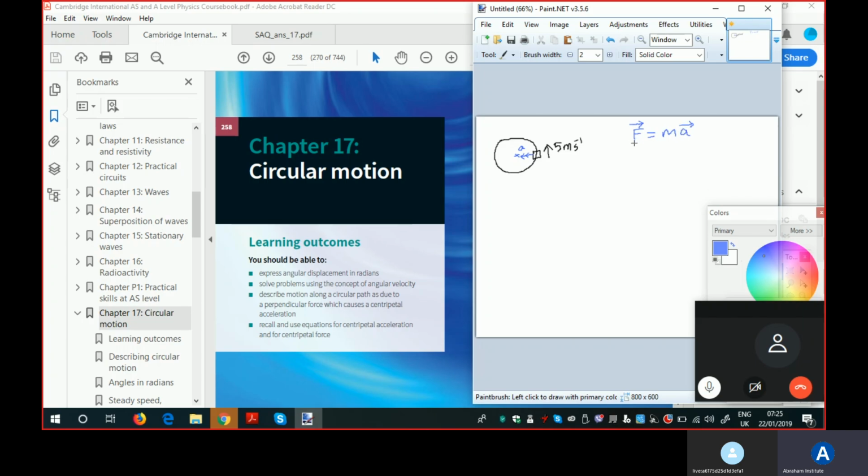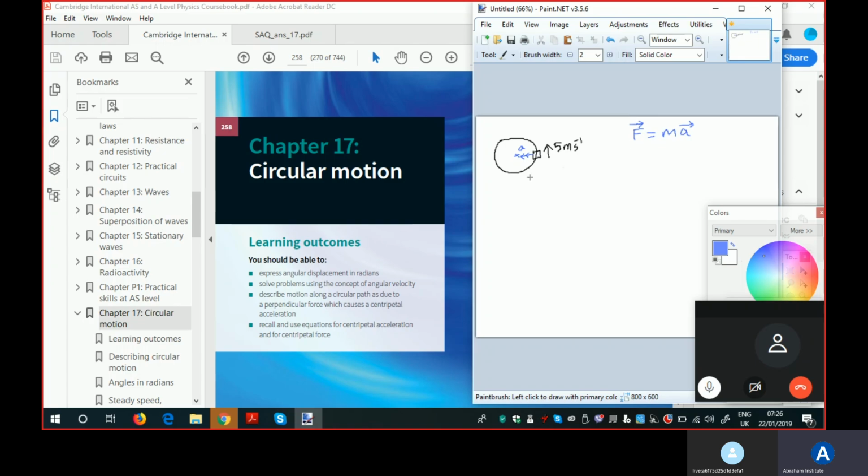And it is the resultant force which produces the acceleration, not the other way around. The resultant force produces the acceleration. So always, for an object moving in a circular path, the direction of the resultant force is towards the center of that circular path in which the object is moving, and that is the same direction that the acceleration is.